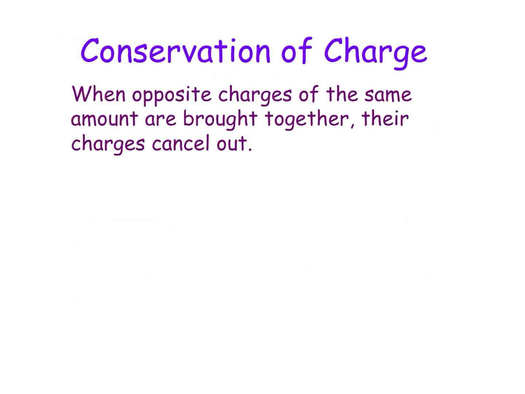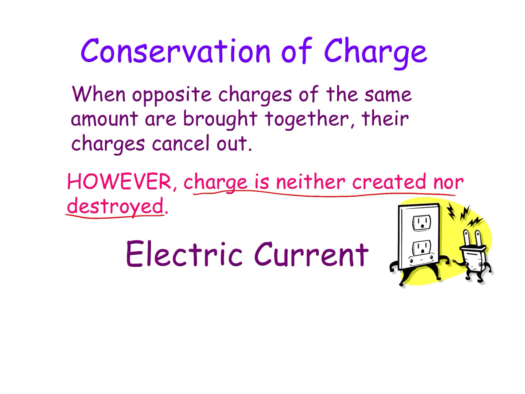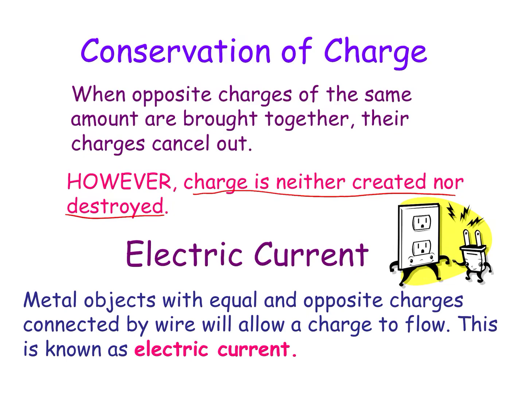Conservation, we talked about the law of conservation of mass, the law of conservation of energy. There's also conservation of charge. When opposite charges of the same amount are brought together, their charges cancel out. However, and here's where it looks like the other ones, charge is neither created nor destroyed. An electric current is the flow of electricity connected by a wire.